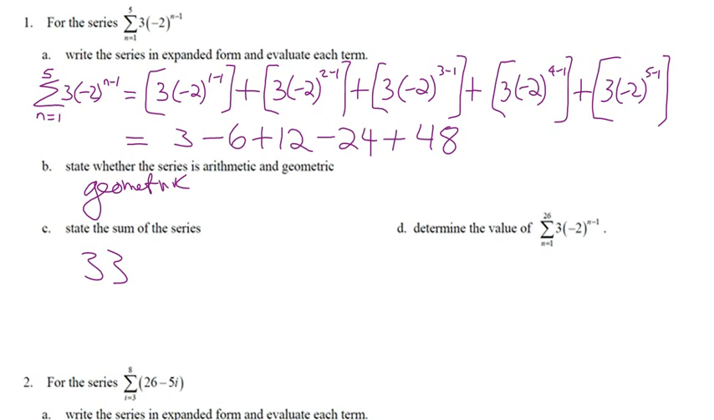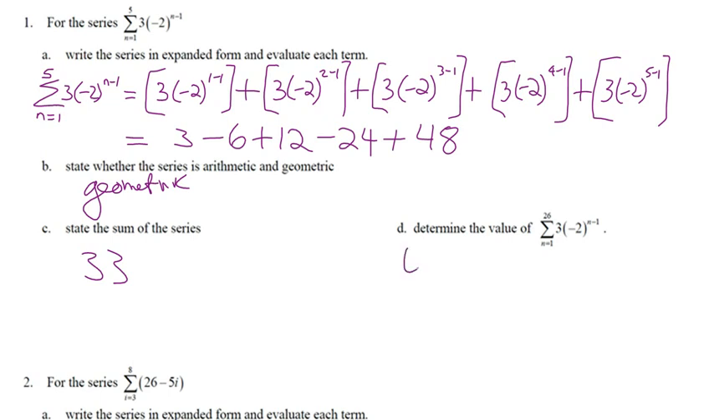Because now we want to determine the value of the sum from n equals 1 to 26 of this series. So, do we want to write out all 26 terms and then add them up? Well, some of you will, and then you'll complain about how long the test was. So how are we going to do this?